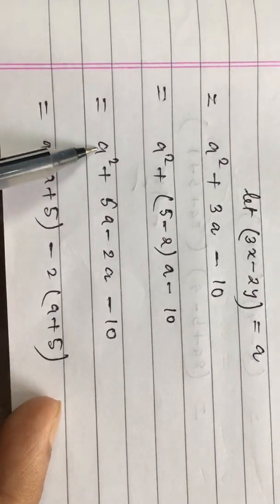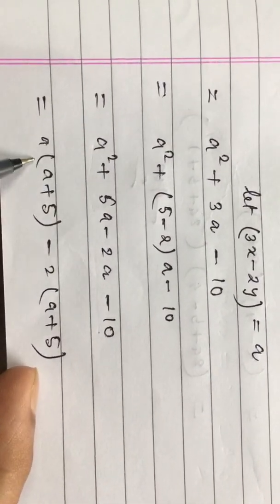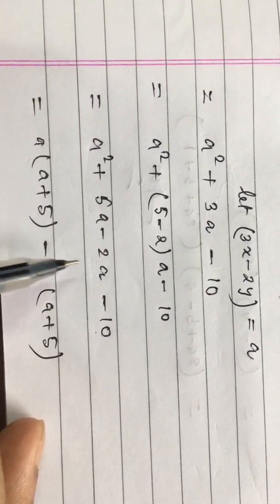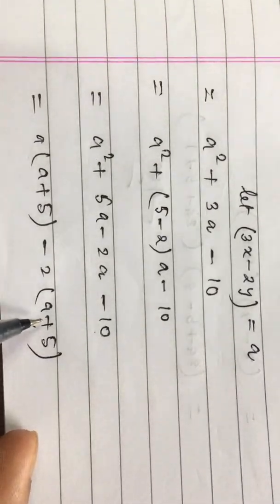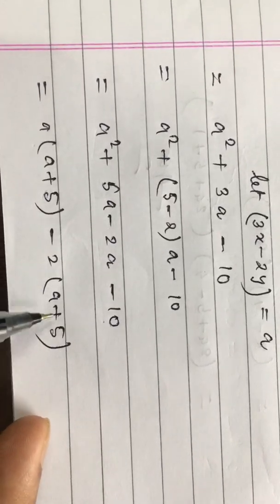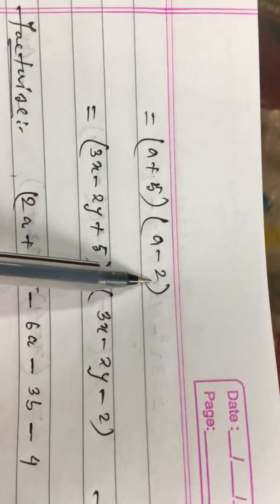Now make the group, the first two terms and the last two terms. In the first two terms a is the common, that is a plus 5. In the last two terms, minus 2 is the common, a plus 5. After taking common, these two brackets should be same. So a plus 5 again common, and a minus 2 will be left. A plus 5 and a minus 2.